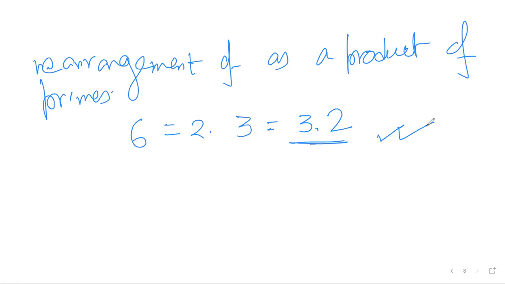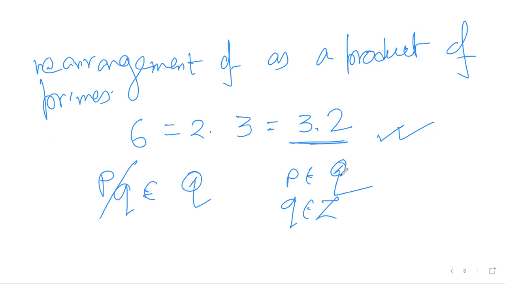Now, we have the expression of every rational number in P over Q form or R over S form, right? It belongs to the rational numbers where P belongs to Z and Q belongs to Z, nonzero. Now, the question is: is there any number which is not a rational number?